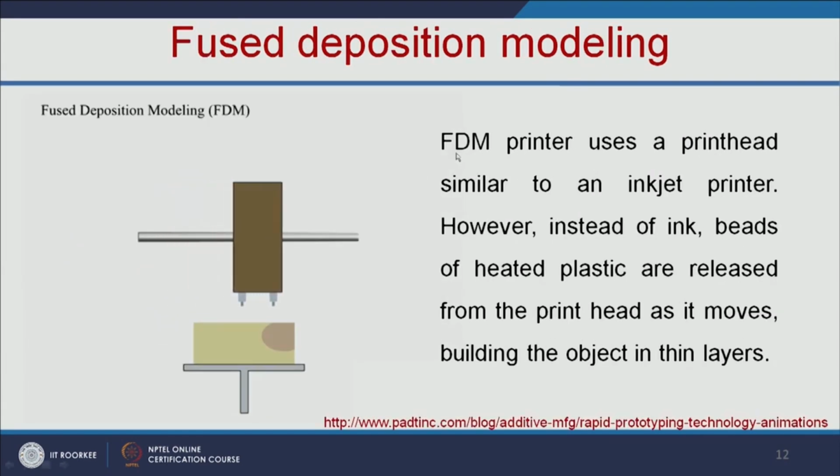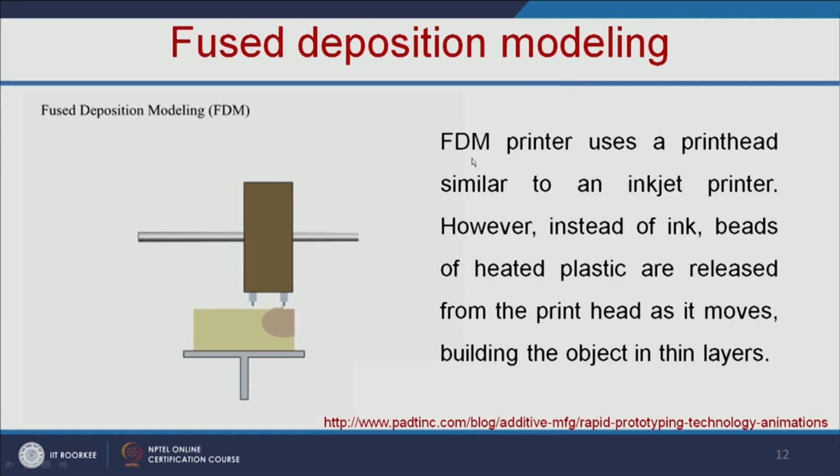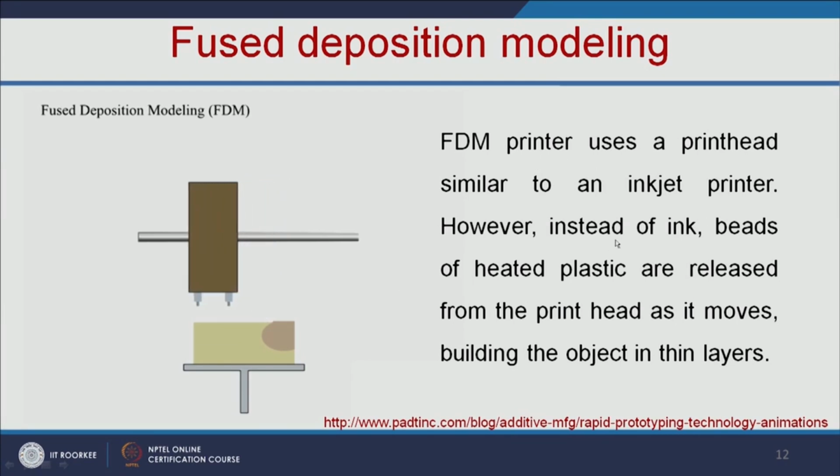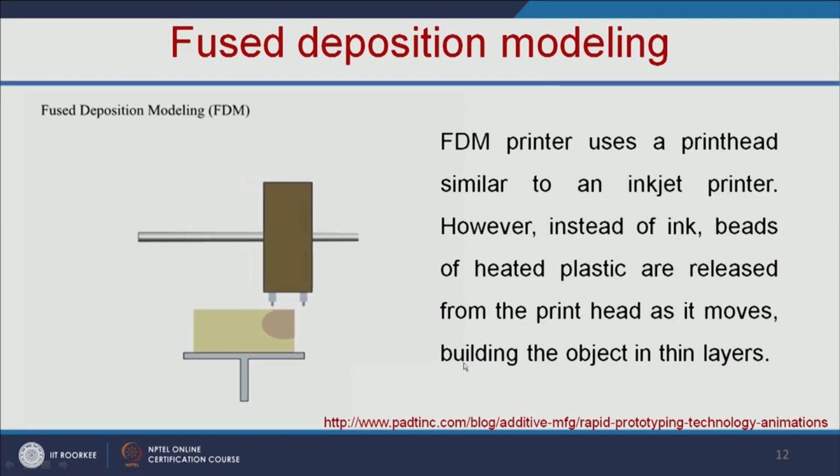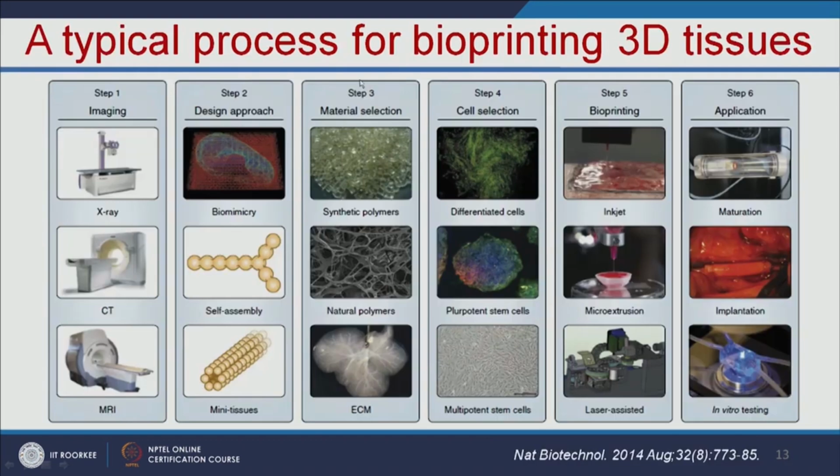And the third method is FDM, that is fused deposition modeling. Here the printer uses a print head similar to an inkjet printer, but instead of ink, beads of heated plastic are released from the print head as it moves, and it builds the object in thin layers. So this is a typical process for bioprinting 3D tissues.